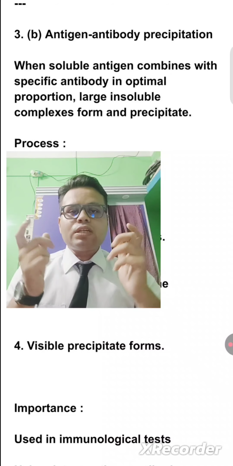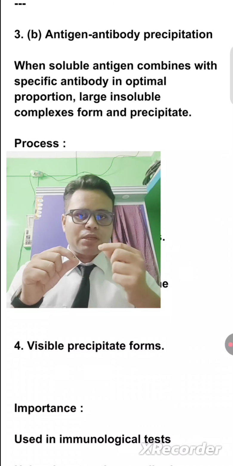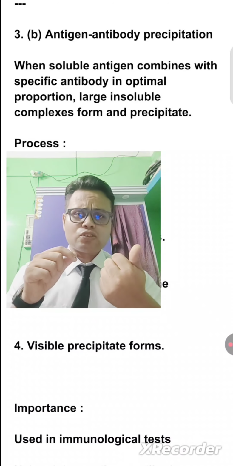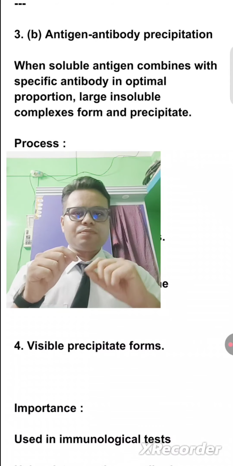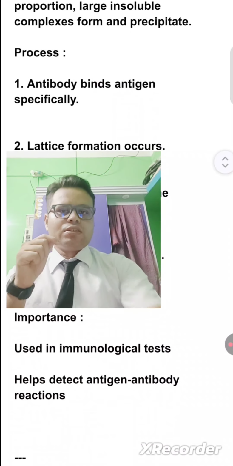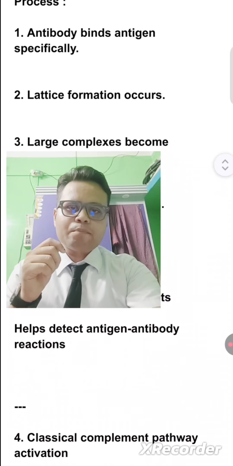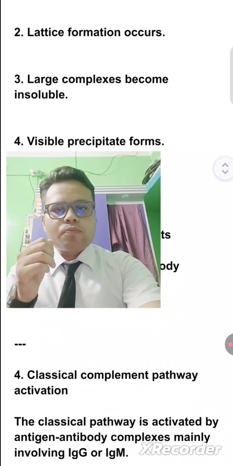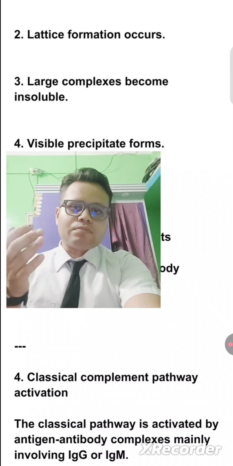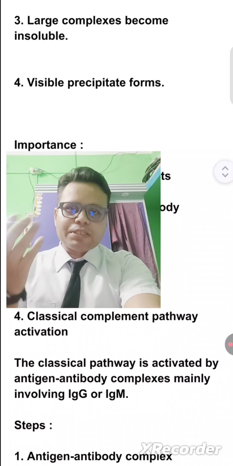So when soluble antigens combine with the specific antibody in optimal proportion, large insoluble complexes form, precipitated. Next, the process: first, the antibody binds with the antigen specifically. Second, lattice formation occurs in it. Third, large complexes become insoluble. Fourth, a visible precipitate forms.